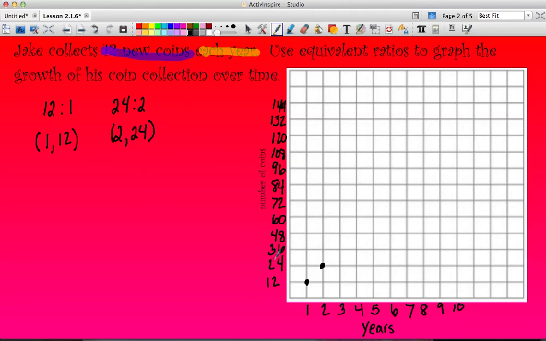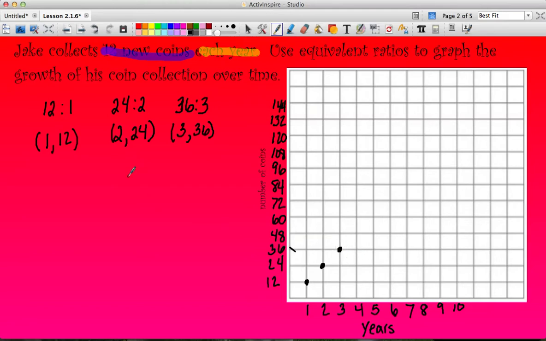Now, if you have a graph that's using negatives, you're still graphing in one quadrant, but it's the same idea as using ordered pairs. You have to figure out how far over you have to go and then how far up. So again, I can multiply each of these by 3 and get 3 to 36. So my x coordinate would be 3 years and my y coordinate would be 36 coins. So I go over to 3 years and up to 36 coins.